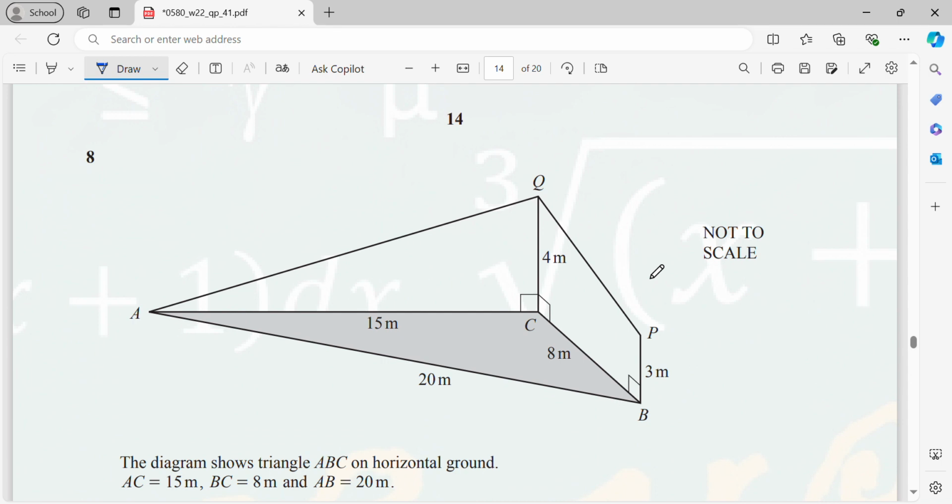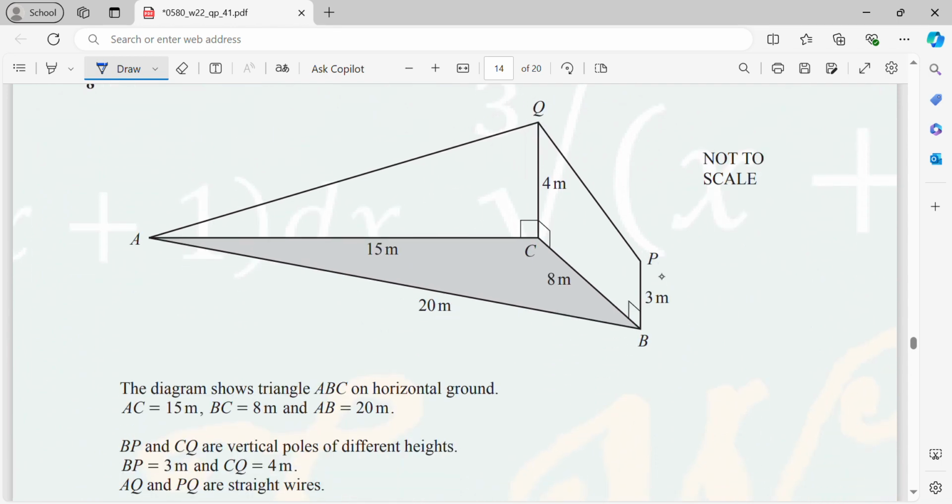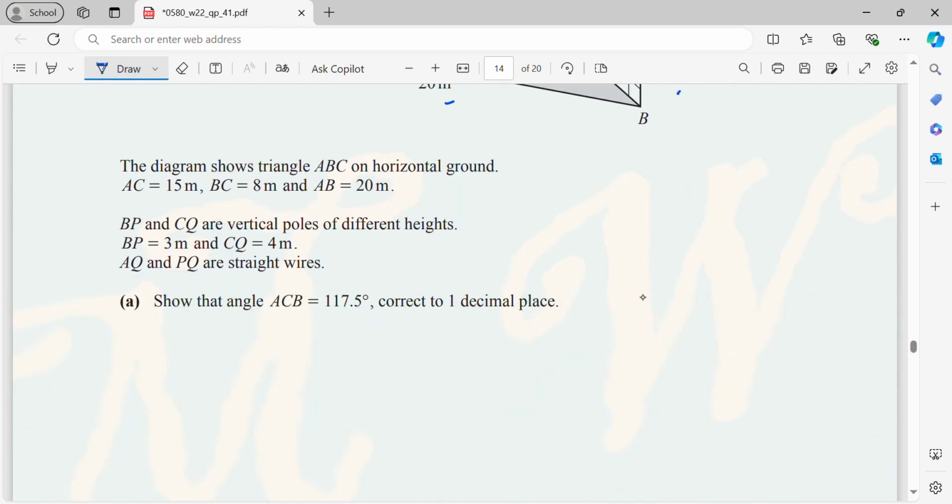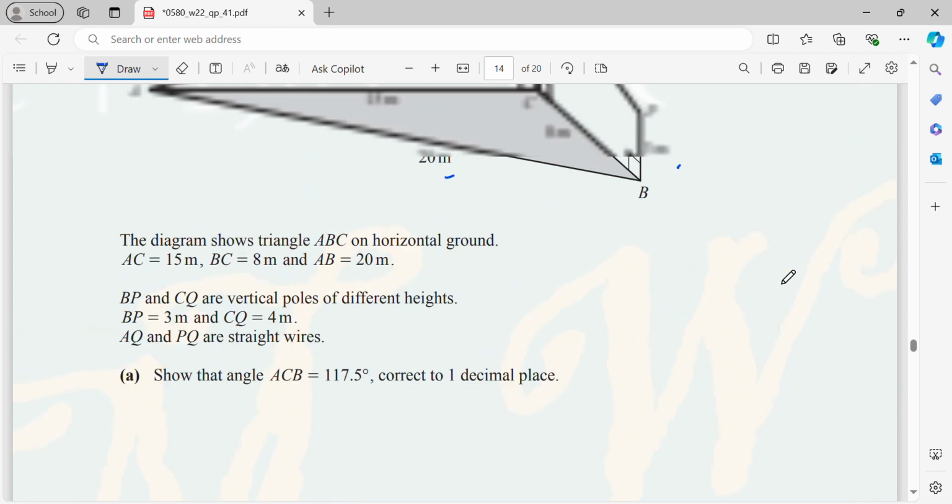Now, next question, number 8. The diagram shows triangle ABC on horizontal ground. AC is 15 meters, BC is 8, and AB is 20 meters. BP and CQ are vertical poles of different heights, BP 3 and CQ 4 meters. AQ and PQ are straight wires. Now show that angle ABC is 117.5 degrees to 1 decimal place.